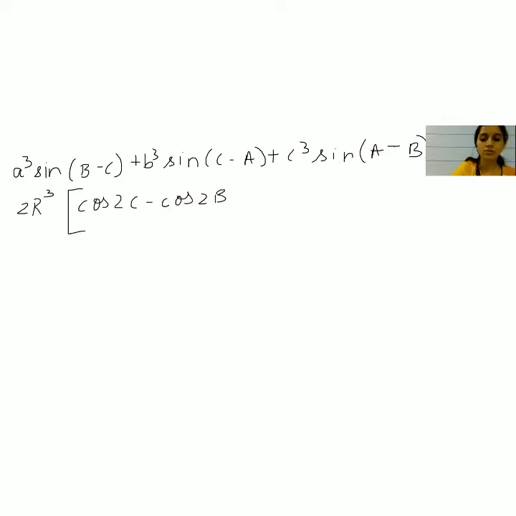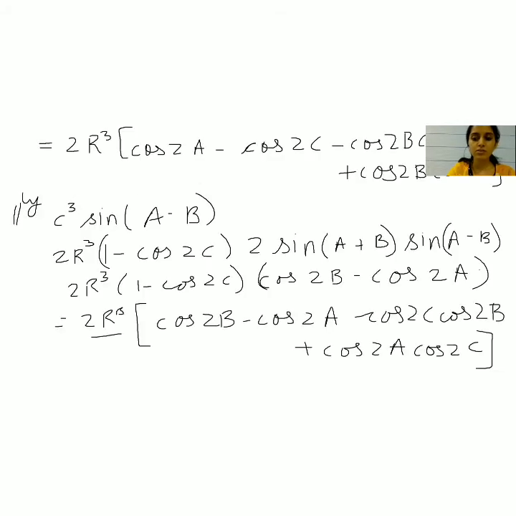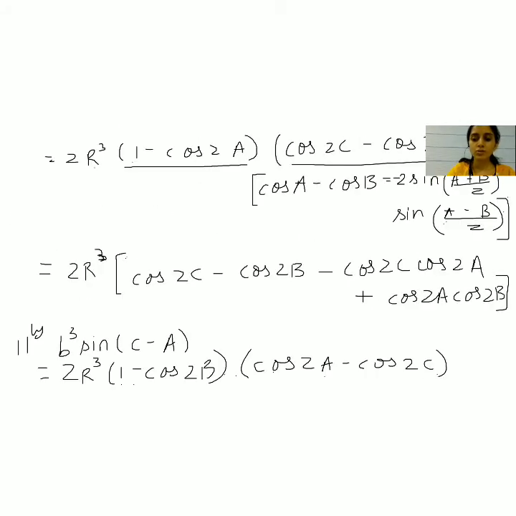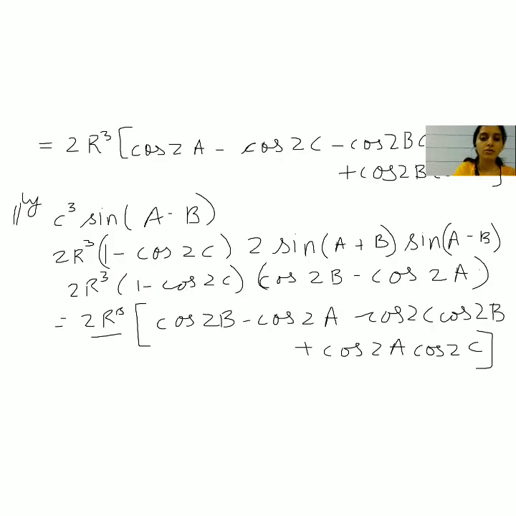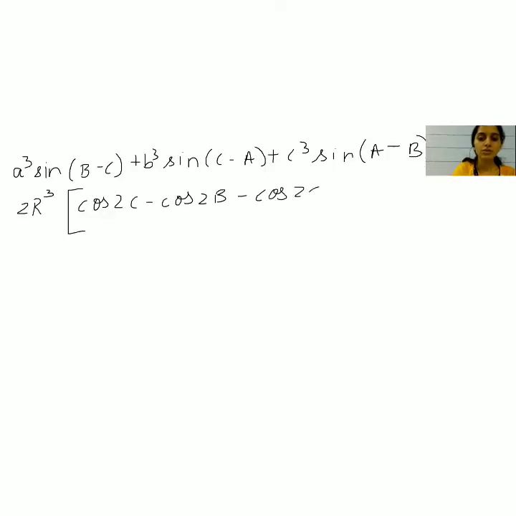These are the first two terms. The next two terms, minus cos 2c cos 2a plus cos 2a cos 2b. This is your first term, a cube sine of b minus c.